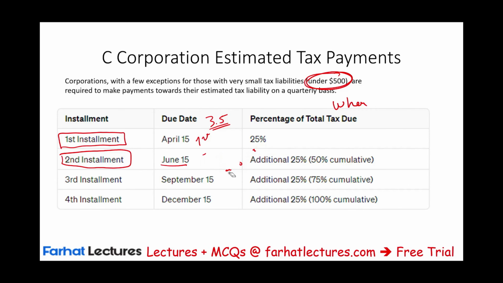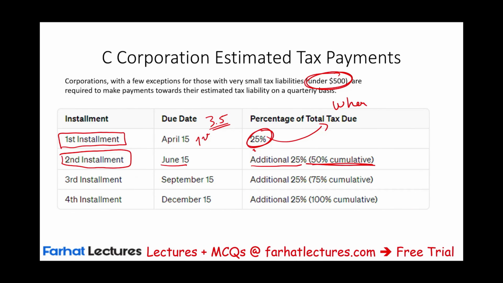So for the first payment, let's go back to the first payment. With the first payment, you have to make 25% of the total tax due. Now, how do you compute this 25%? We'll look at that shortly. The second installment, as I mentioned, has to be made 15 days before the second quarter ends. And here you have to pay an additional 25%. So by the second installment payment, 25 plus 25, you have paid 50% of your tax bill.